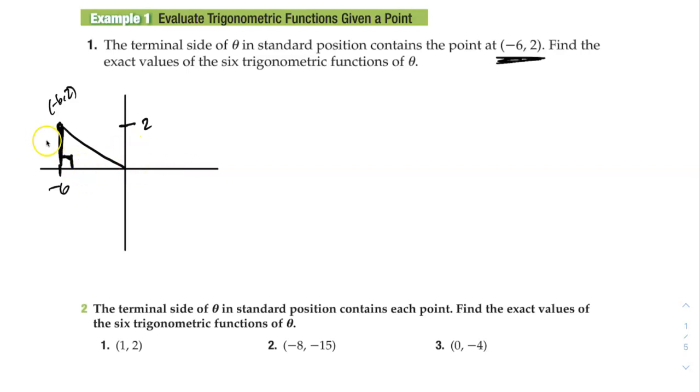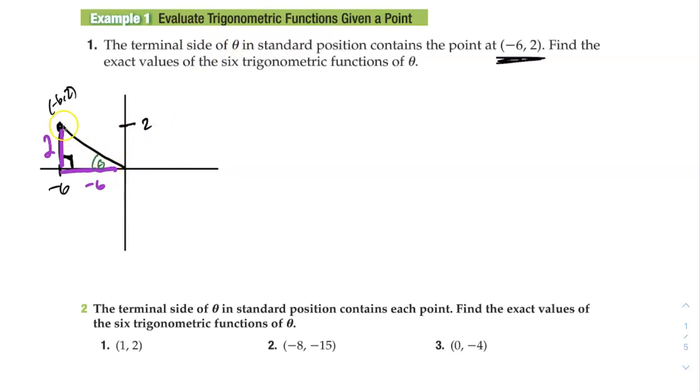And good for us, we know the sides. We went left 6, so it makes this side -6. We went up 2, right? So it makes this side 2. The angle we made, there's our angle, theta. That's always the one nearest to the origin. So that's this guy.